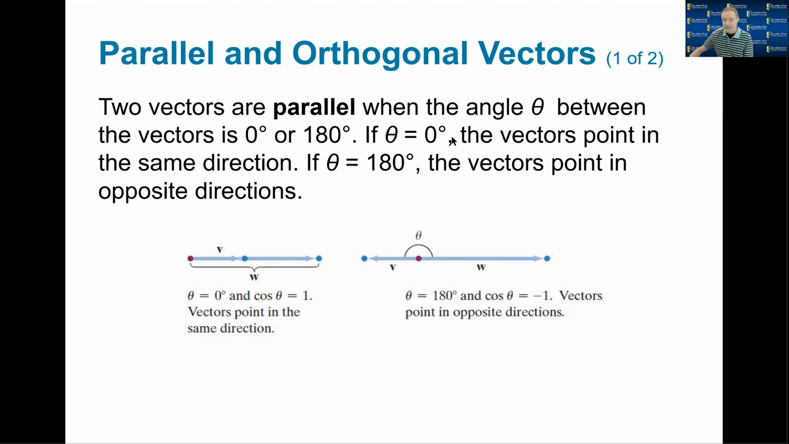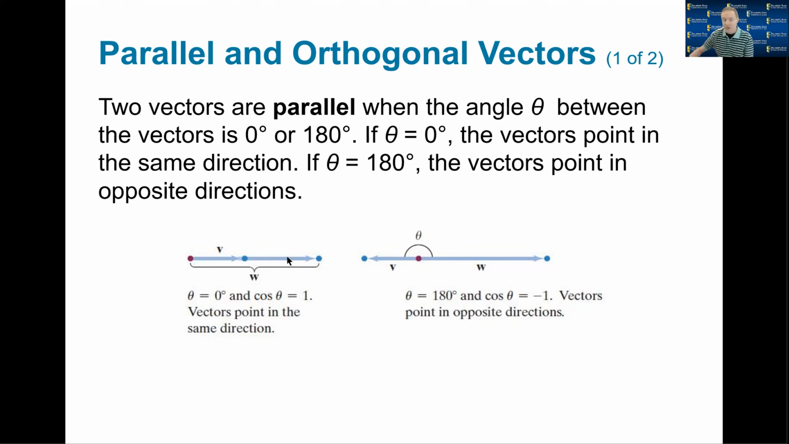Now, obviously, if it's 0 degrees, the vectors are pointing in the exact same direction. So if I have a vector v and a vector w that have a 0 degree angle between them, it's because they're going in the exact same direction. They may just be multiples of one another. So if vector v is the vector i plus j, and vector w is the vector 5i plus 5j, they're going in the exact same direction. w is just larger than v. They would have an angle of 0 between them.